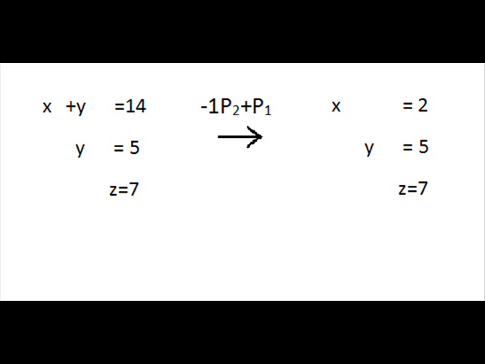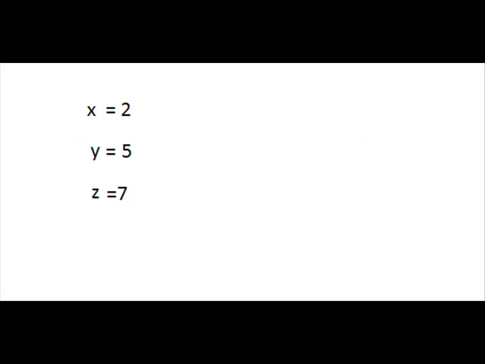As you can see, it is easy to see that the solution is x equals 2, y equals 5, and z equals 7. Thank you for joining me in this review of echelon form and reduced row echelon form.